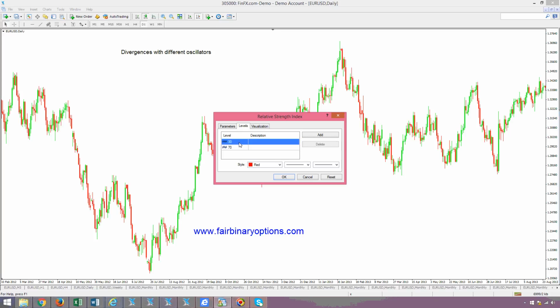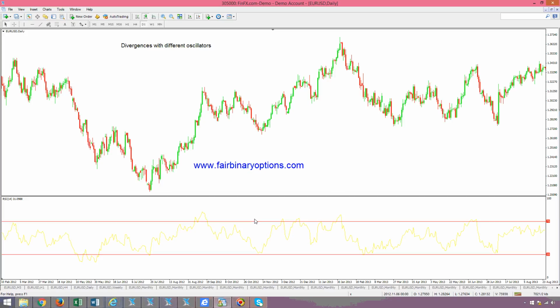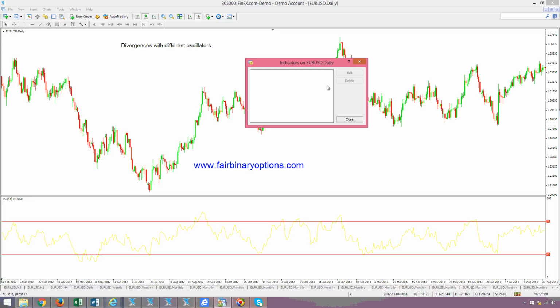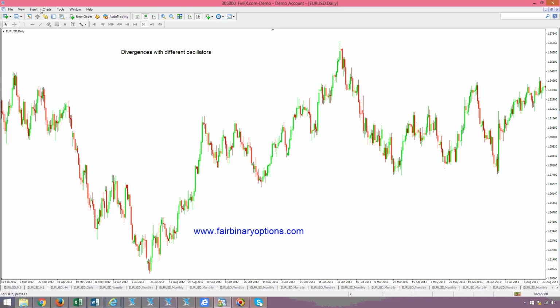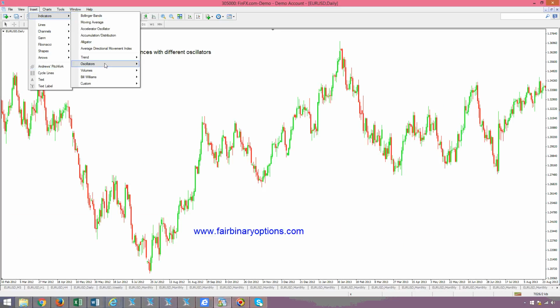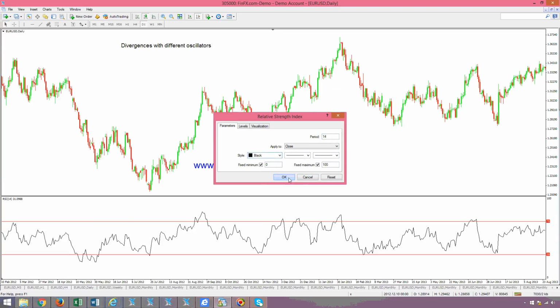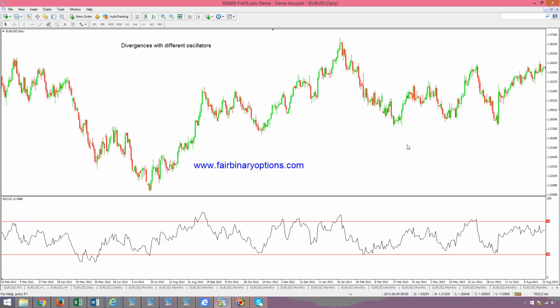The relative strength index comes normally with the 30 and the 70 levels as the oversold and overbought levels. It is yellow, so let's try to change the color a bit. So we go to the indicators list, oscillators, RSI, it is red, and we go with the color being, let's say, black. And this is how the RSI is plotted, as any oscillator, on the lower side of the chart.